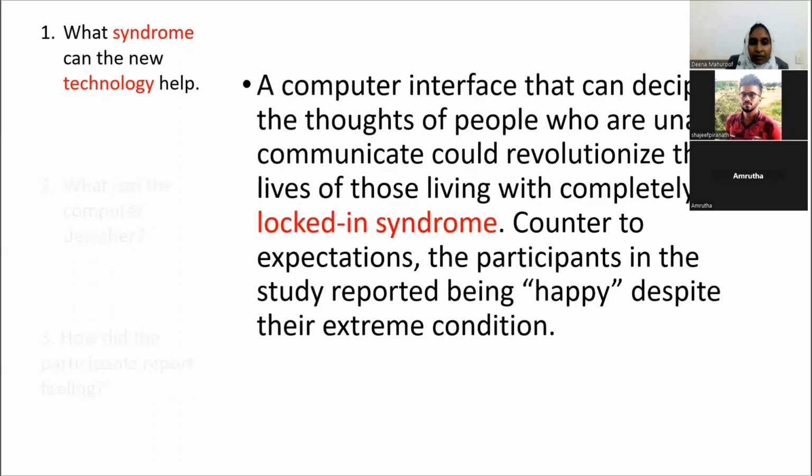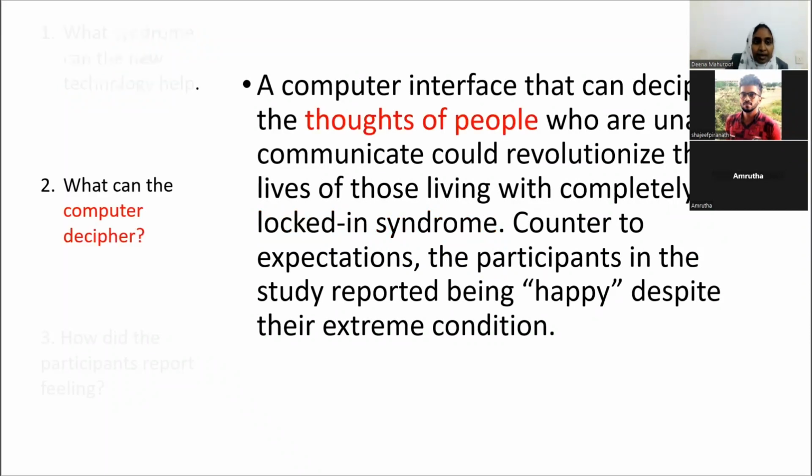So when you go to the paragraph over here, what syndrome can the new technology help? So syndrome, technology. In this paragraph I'm going to scan for those words, either syndrome, technology. Okay, now I got syndrome. There is syndrome. So what does it mean? Locked in syndrome. So what syndrome can the new technology help? Locked in syndrome. What can the computer decipher? Over there it says computer interface. So there's a computer interface that can decipher, that keyword is also there, the thoughts of people. Decipher the thoughts of people. So thoughts of people is your answer.